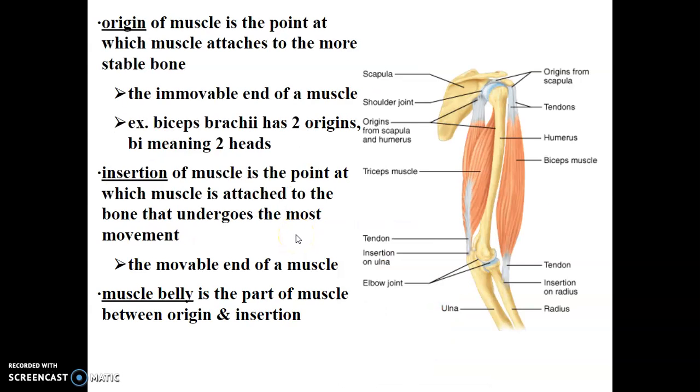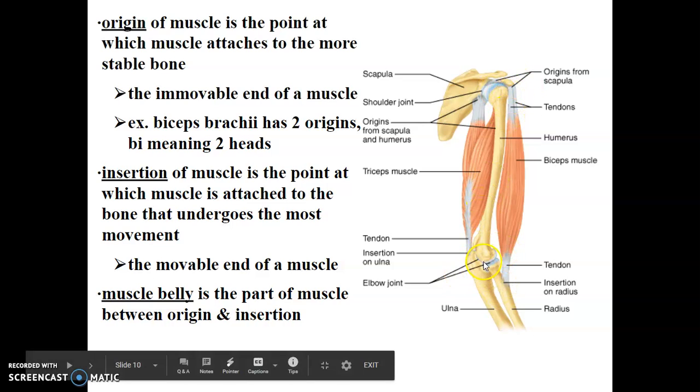A couple different terms here. The origin of a muscle is the point at which the muscle attaches to the more stable bone. This is the end of the muscle that's not going to move around a lot. Okay, it's going to stay pretty stationary. I like thinking of the biceps in this case. The origin of the bicep is up here at the scapula, up here around the shoulder, right? Because this doesn't really move a lot. Think about it. We bend at the elbow here to make this bicep contract or make it appear bigger.